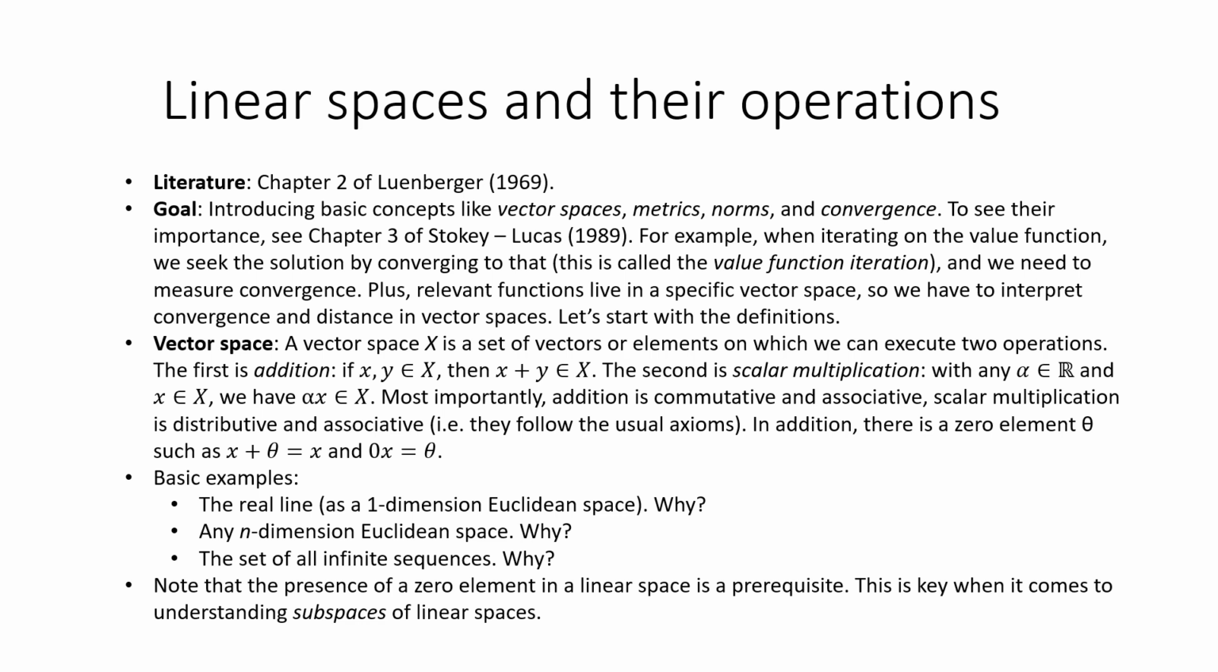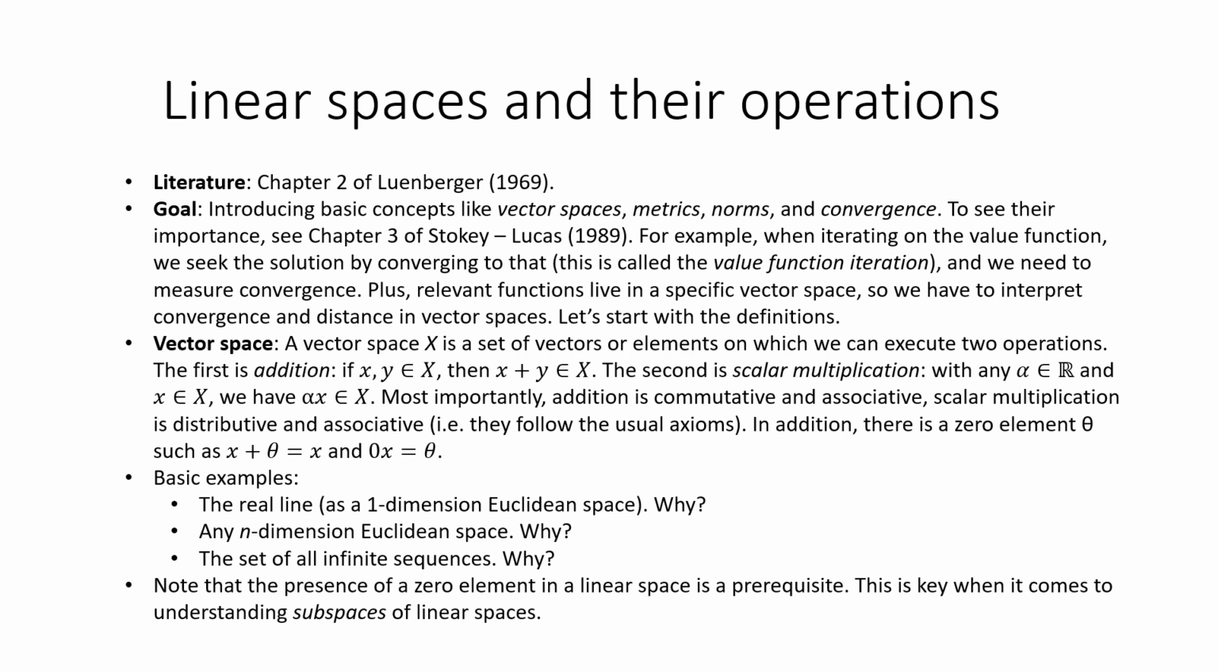No surprise, these operations follow the usual axioms. So addition is commutative and associative, scalar multiplication is distributive, and the like. You can check it in the textbook. And in addition, there is a zero element in any vector space. If we add this zero element to any vector, any point in a vector space, we receive the same element. And if we multiply any point in a vector space by zero, we receive the zero element.